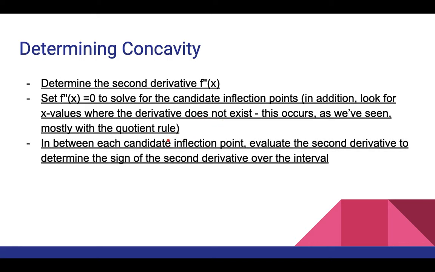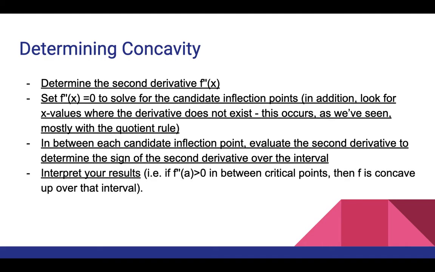In between each candidate inflection point, we're going to evaluate the second derivative to determine the sign of the second derivative over the interval. Again, this is similar to the first derivative test, except now we're using a second derivative to apply it to concavity. Second derivatives are always associated with concavity, whereas first derivatives are always associated with increasing and decreasing intervals. Next we're going to interpret our results. Same thing as we did with the first derivative test: if the second derivative is greater than 0 in between inflection points, that signifies that f is concave up over that interval.